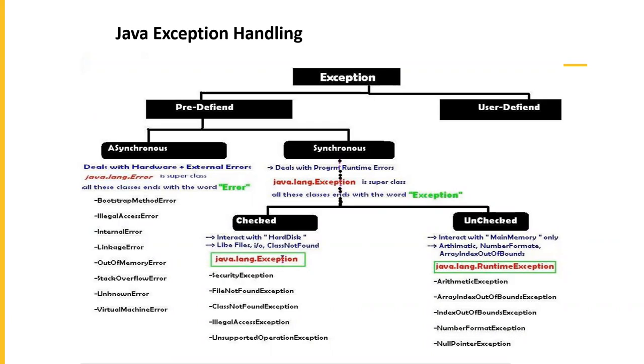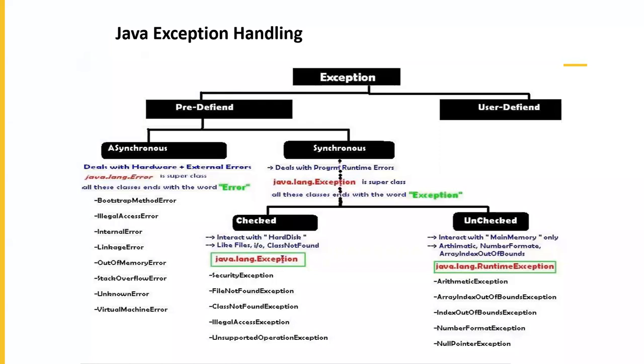Keep in mind, we always work with synchronous. Asynchronous is basically related to external errors, like hardware. For example, bootstrap method error, illegal memory, stack overflow, and out of memory error. Let me give one example, out of memory error. Assume that your storage capacity is 2 GB and you are trying to add 2.5 GB. It is not possible, right? We cannot increase or decrease the size. That is related to the hardware, and we are not bothered about the hardware.